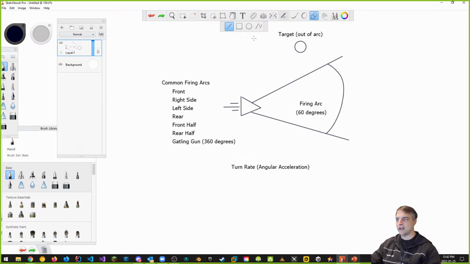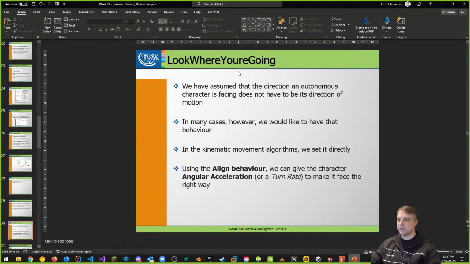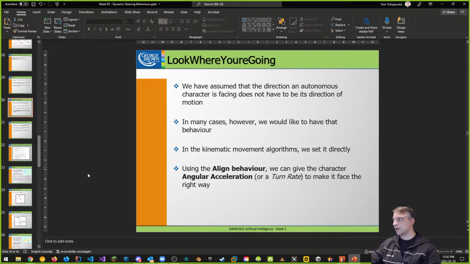Well, we need to use an algorithm called look where you're going. What that means is you're going to use the align behavior and you're going to give the autonomous character an angular acceleration or a maximum turn rate, so a maximum number of degrees they can turn per frame or per time step. Think about it like the dodge mechanic in Halo space missions. With look where I'm going, I need to turn slowly around my path. This makes my motion much more realistic than if I'm not looking where I'm going or not aligned.